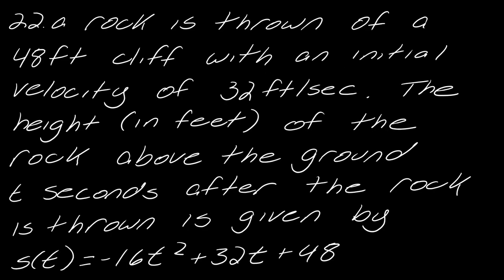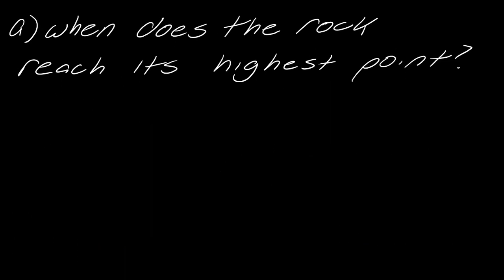Okay, so for this question, we've got a rock that is thrown off of a cliff that is 48 feet high, and it's got an initial velocity of 32 feet a second, and the height in feet of the rock above the ground, t seconds after the rock is thrown, is given by this equation here. So you have a couple of questions in this. The first is, when does the rock reach its highest point?